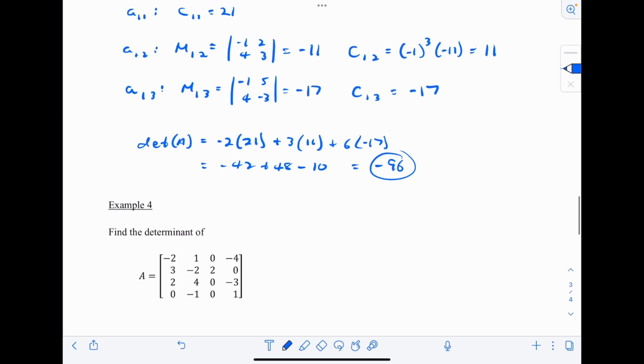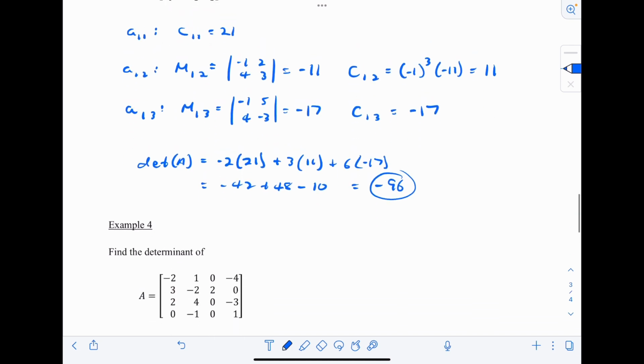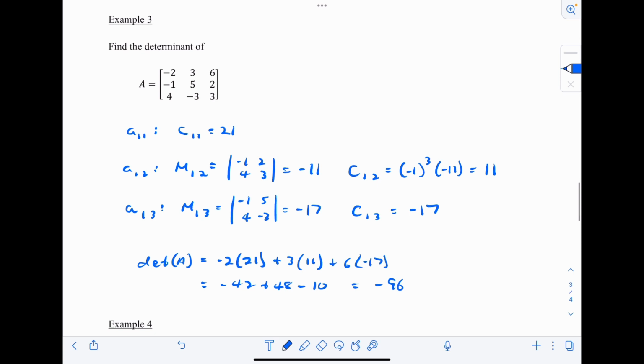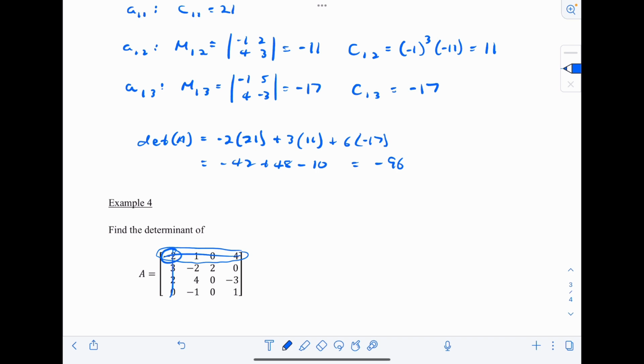Okay, so if I look at a 4x4, basically what happens here is I'm going to pick a row or column. And if, for example, I pick this first row again, like I did before, I have 4 entries here. But when I cross off a row and a column, so if I look at a11, that first entry, what's left is not a 2x2 now, it's obviously a 3x3. So to find the minor and cofactor, to find the determinant, I have to now deal with a 3x3, and in essence go through the entire process that we just did in example 3, just to get the number corresponding to the -2.